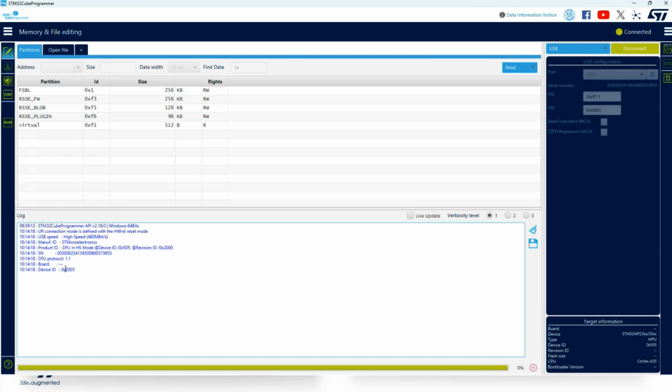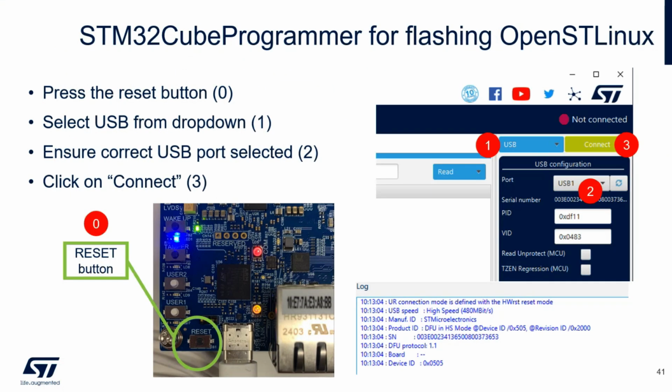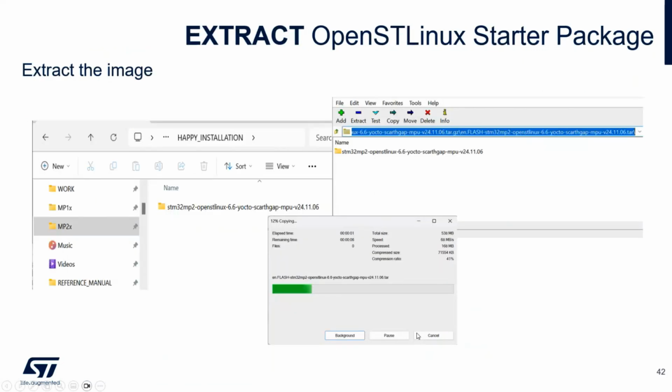The ROM code is a code which is inside the silicon and which is also the root of trust for the security. So it's immutable, you cannot change it. So here we are ready for the download. We have pressed the reset. We are in connection. So let's see now if the download is over.